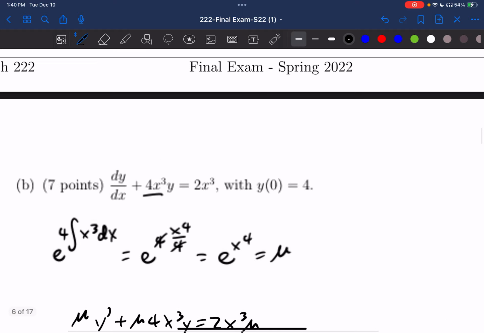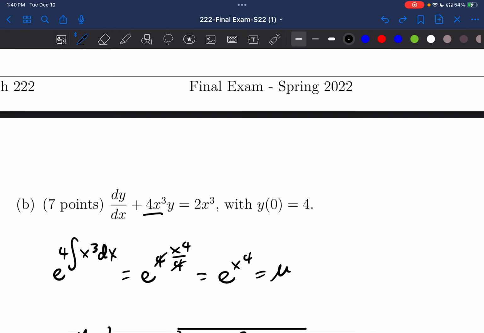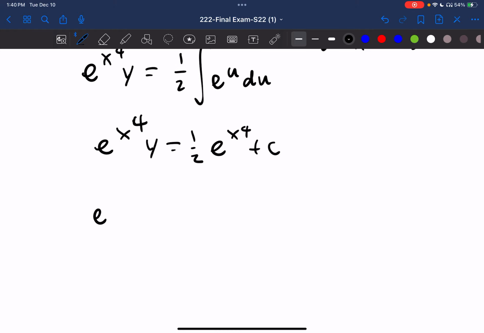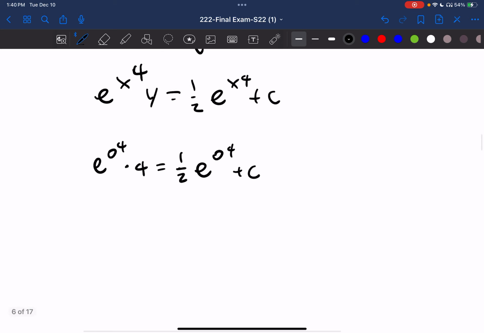Now we're given an initial value. So let's solve this. When x is equal to 0, y is equal to 4. So we're going to have e to the 0 to the fourth power times y, which is 4, will be equal to 1/2 e to the 0 to the fourth power plus c.